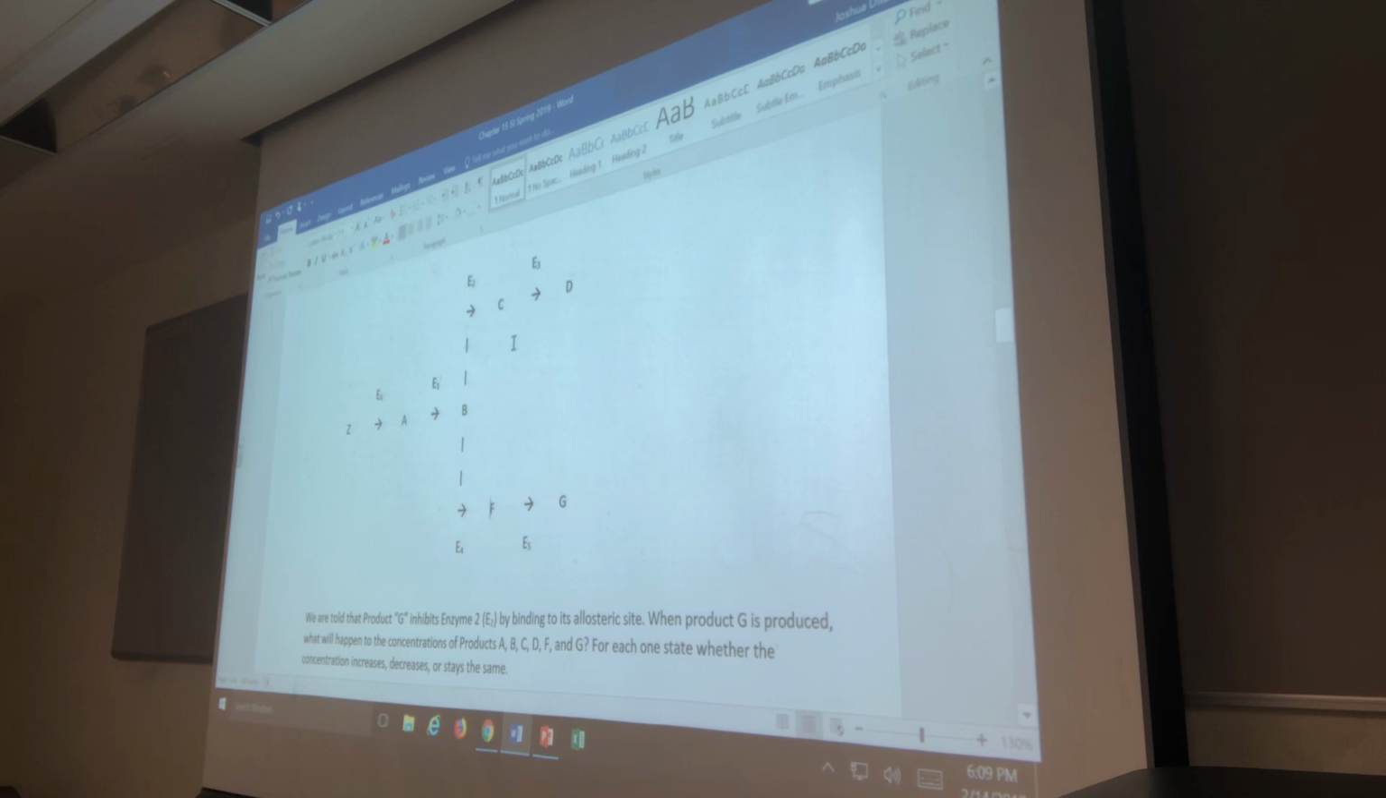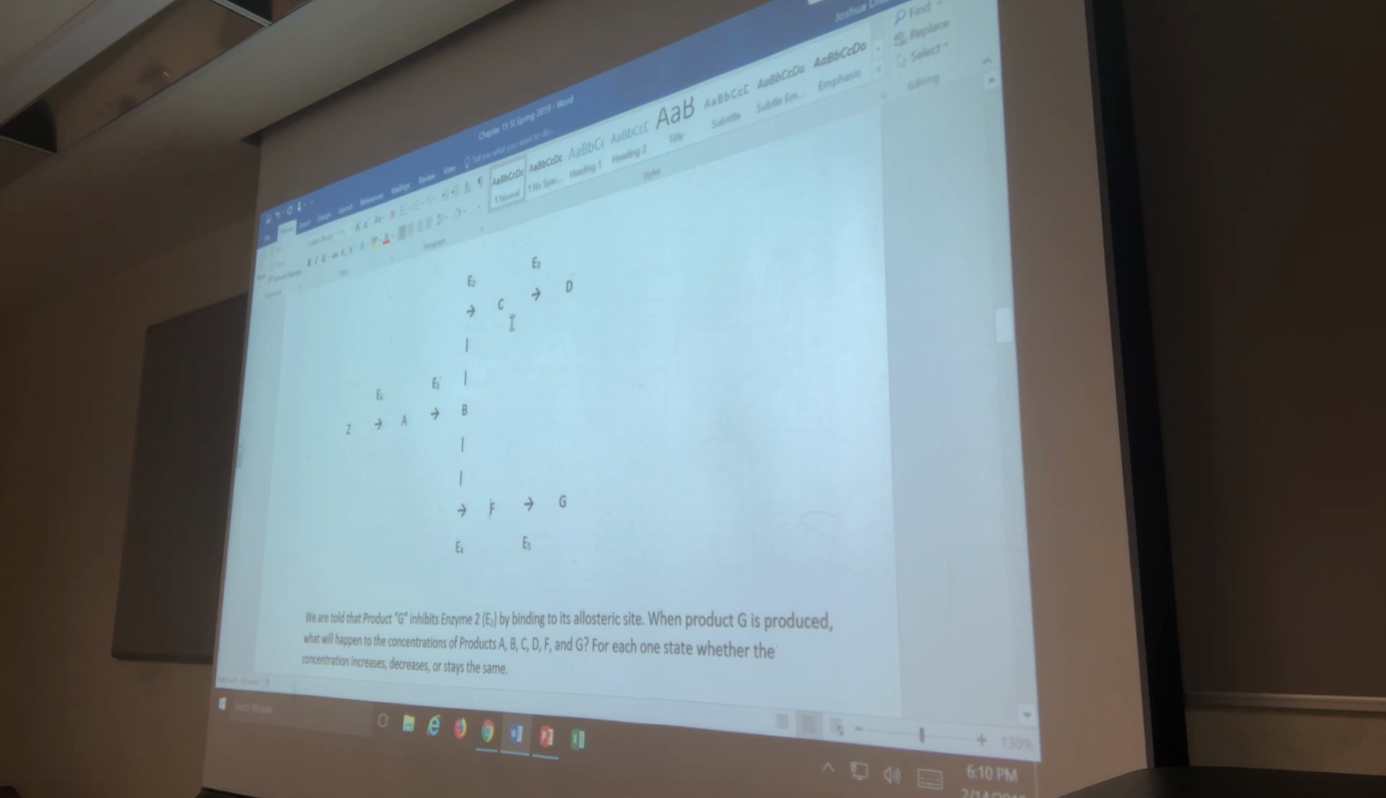Yes? Would enzyme 4's activity increase? Increases, because there's going to be a higher concentration of B being sent to it? Yep, exactly. The activities of enzyme 4 and 5 are going to increase. In fact, we know this, right? With Michaelis-Menten enzymes, if you increase the substrate concentration, it increases the rate of the reaction. So it will increase the activities of enzyme 4 and 5 simply because there is more substrate available to it.